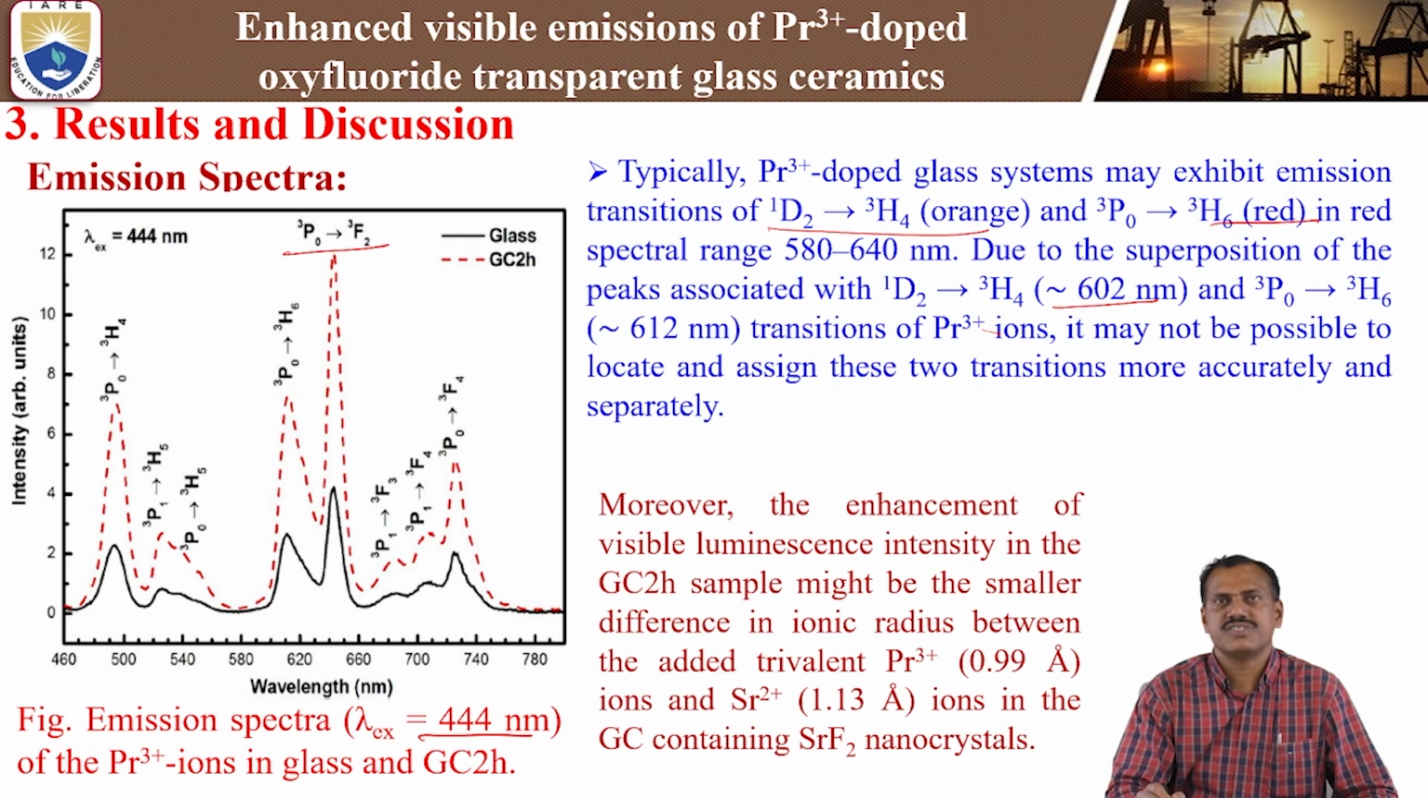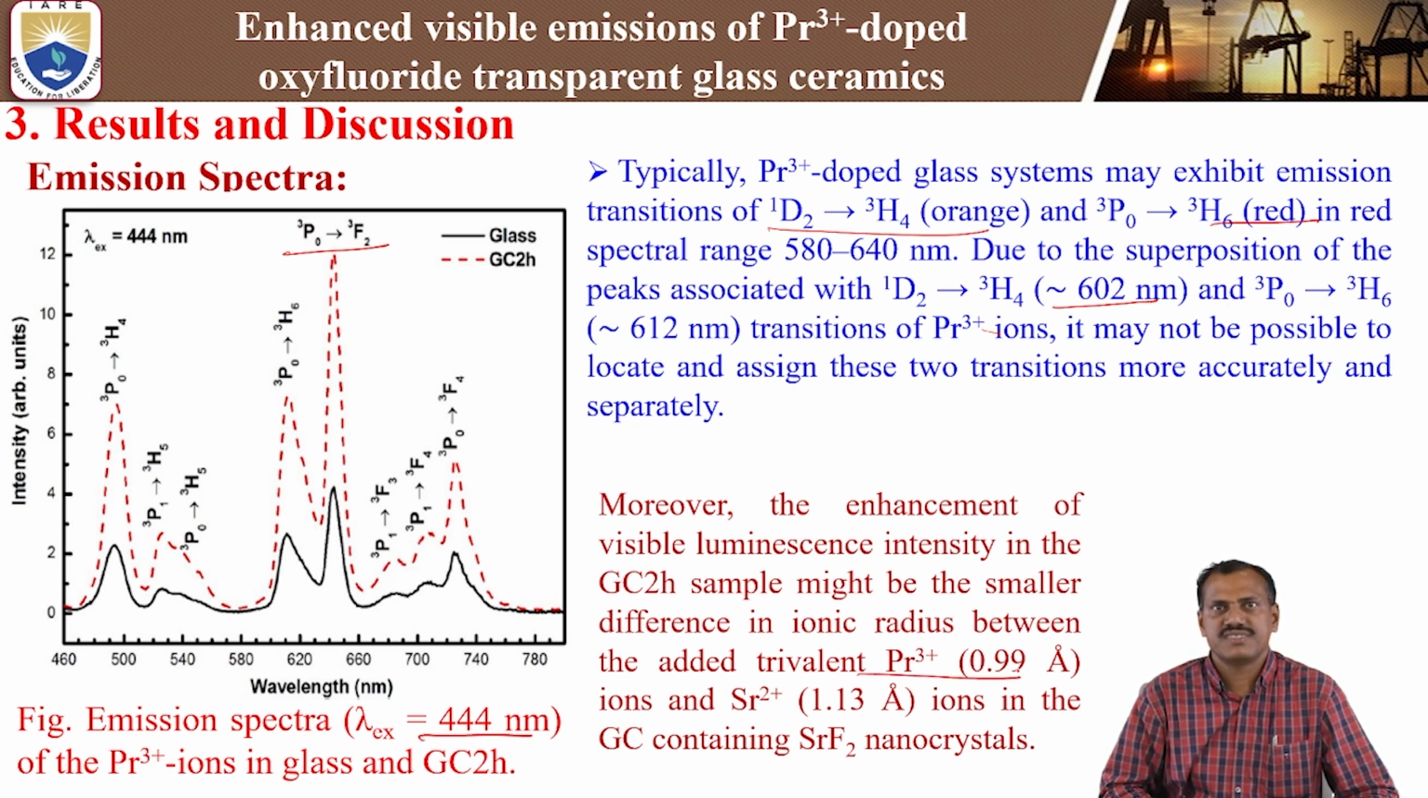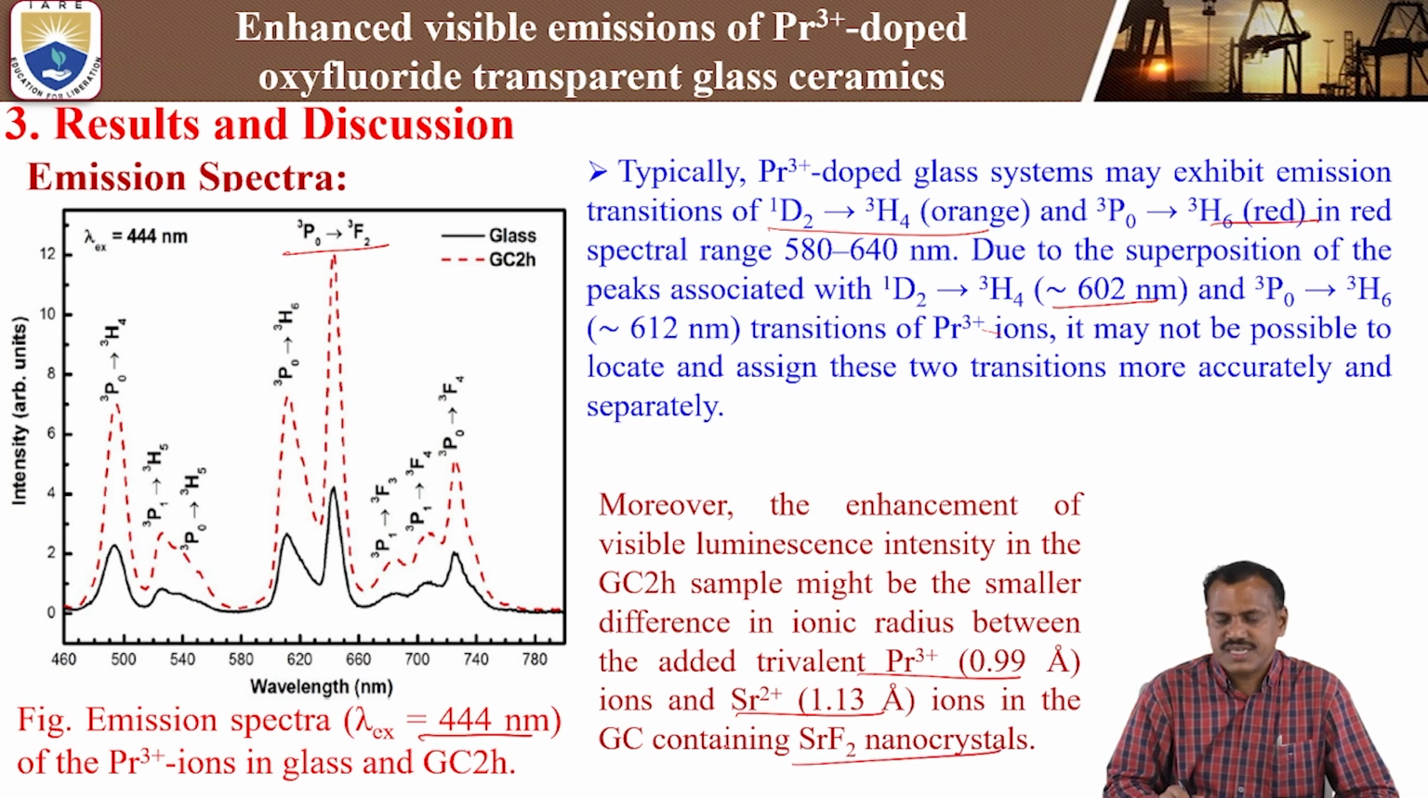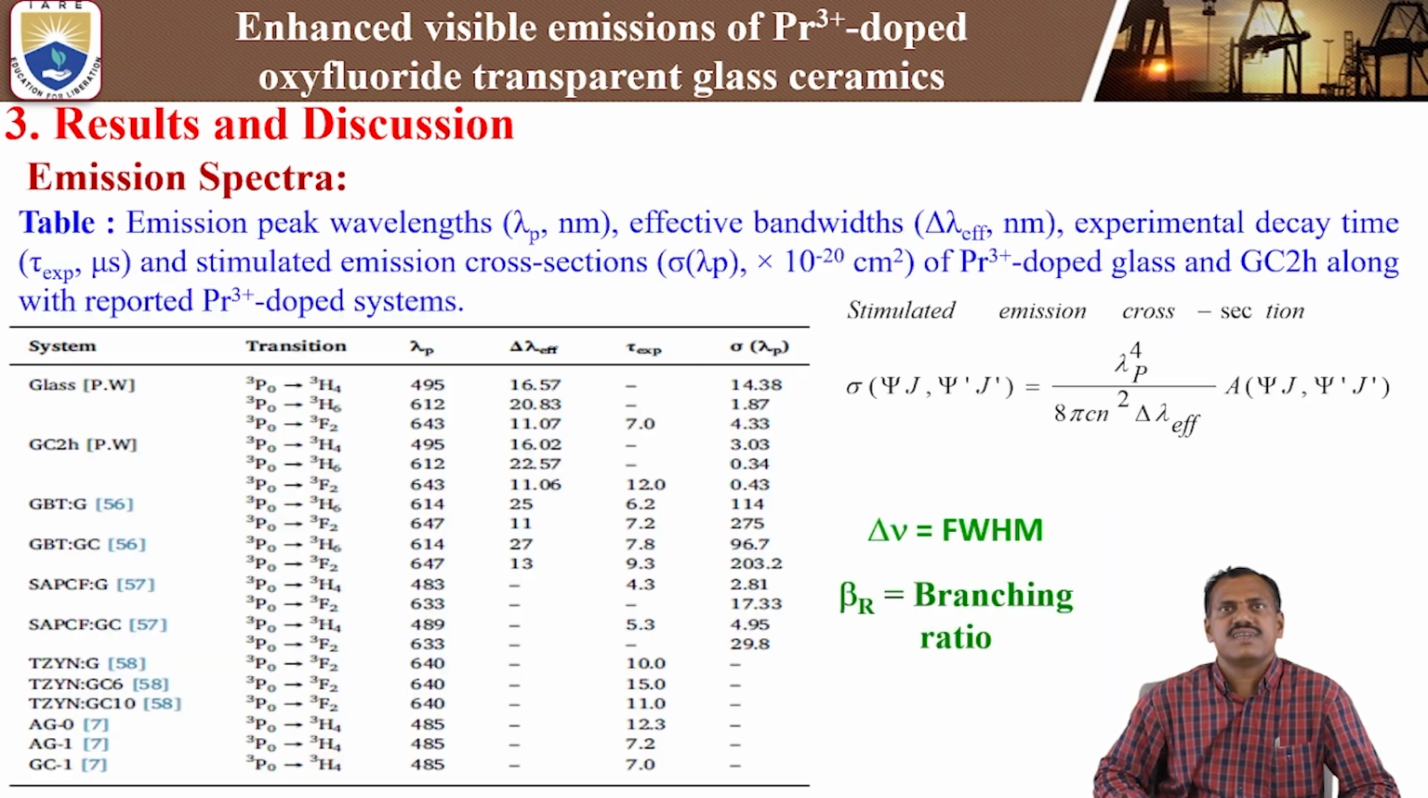Moreover, the enhancement of the visible luminescence intensity in the glass ceramics might be due to the small difference in ionic radius between the trivalent praseodymium 3+ ion, 0.99 angstrom, and the strontium ion, 1.13 angstrom. That is, the glass ceramics contain strontium fluoride. This shows that the ionic radii of praseodymium 3+ and strontium 2+ are almost equal, well matched: 0.99 angstroms and 1.13, almost equal. That is why the enhancement takes place for the luminescence properties as well as the lifetime measurements.